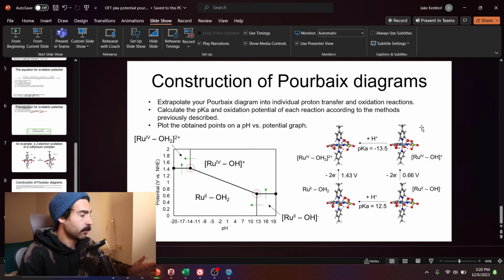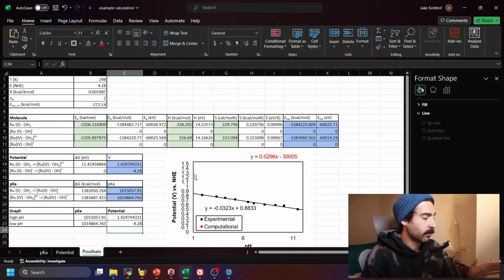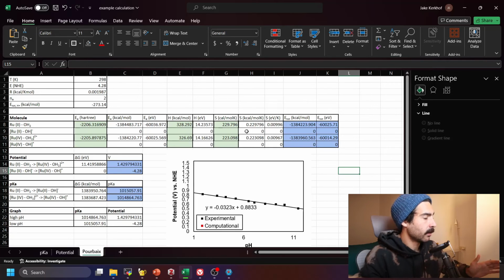So we do these the same way as I talked about before, where you calculate the oxidation potential and pKa, and then we'll be able to plot these points on a graph so that we can computationally construct our Pourbaix diagram. So once again, I have a spreadsheet set up so that we can construct this Pourbaix diagram. And here we're going to be incorporating all the knowledge we gained about performing pKa and oxidation potential calculations and combining them into a single graph.